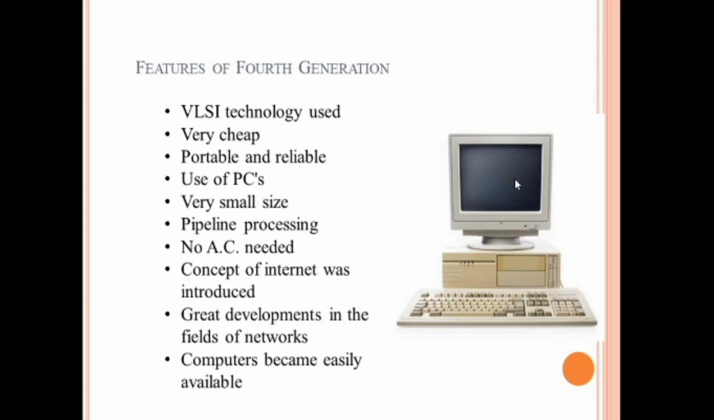What is pipeline processing? It refers to overlapping operations by moving data or instructions into a conceptual pipe with all stages of the pipe performing simultaneously. For example, while one instruction is being executed, the computer is decoding the next. No need of AC. The concept of the internet was introduced during this period. Great developments in the field of networks.